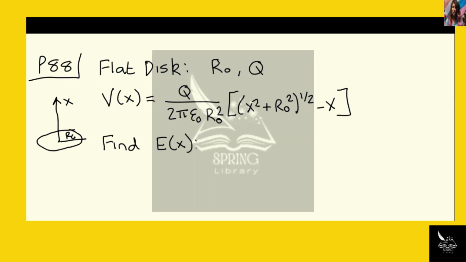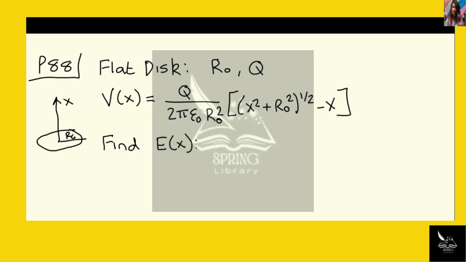Okay, in this problem we have a flat disk of radius r naught and total charge q. We're given its potential in terms of q and r naught at a distance x away from our disk, and we are asked to find the electric field in the x direction. To start, the relationship between electric field and potential is given as the negative gradient.